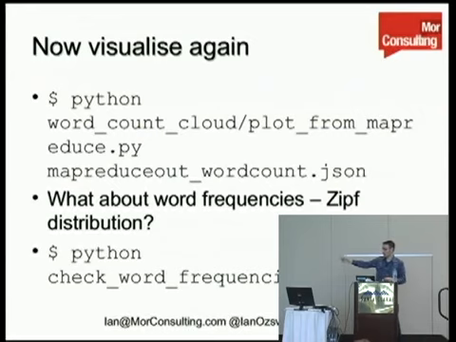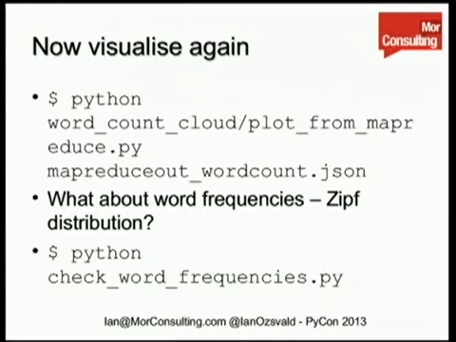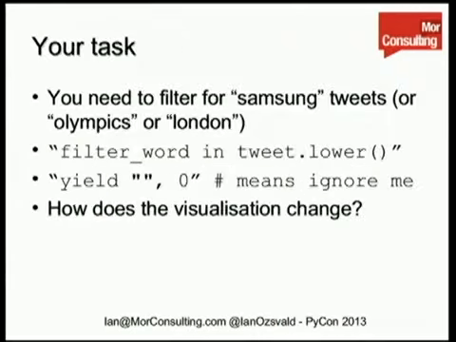I've got something here to show about word frequencies. We do a plot of word frequency versus word occurrence, and we see a massively skewed distribution. And if we plot it with a log-log formation, then it's a Zipf distribution that we get, which we expect for this kind of data. Then we can play with filtering the tweets. Rather than counting everything, we only count the tweets that have, for example, the word Samsung in there, so that we get only the tweets about Samsung. And we get a word cloud visualization, talking about Android and iPhone.